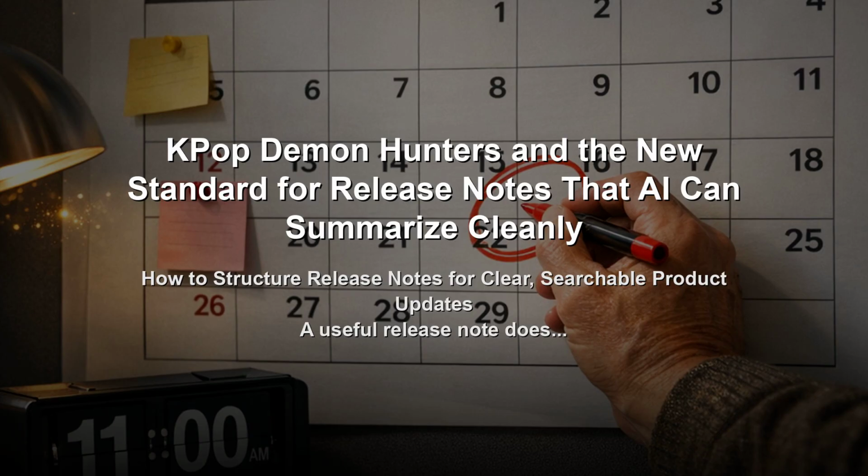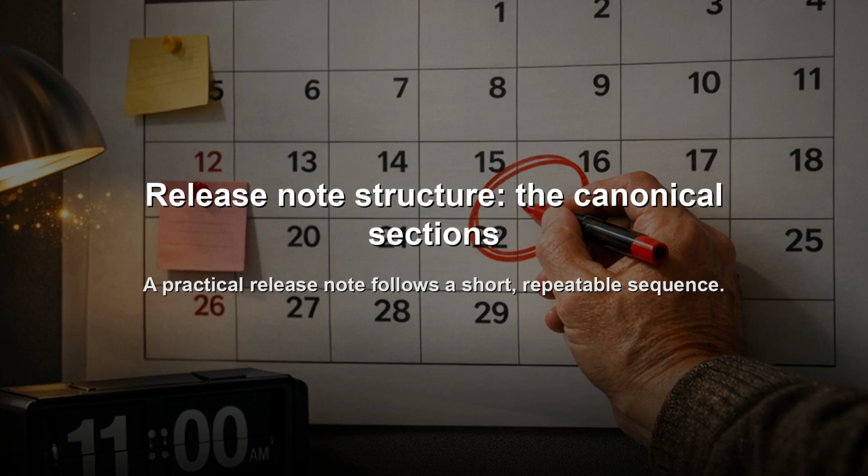This article uses the release note structure, evidence, and workflow, and release note template as connected review points. They turn product knowledge into a release note that customers can scan and other writers can quote accurately. Release note structure, the canonical sections. A practical release note follows a short, repeatable sequence.